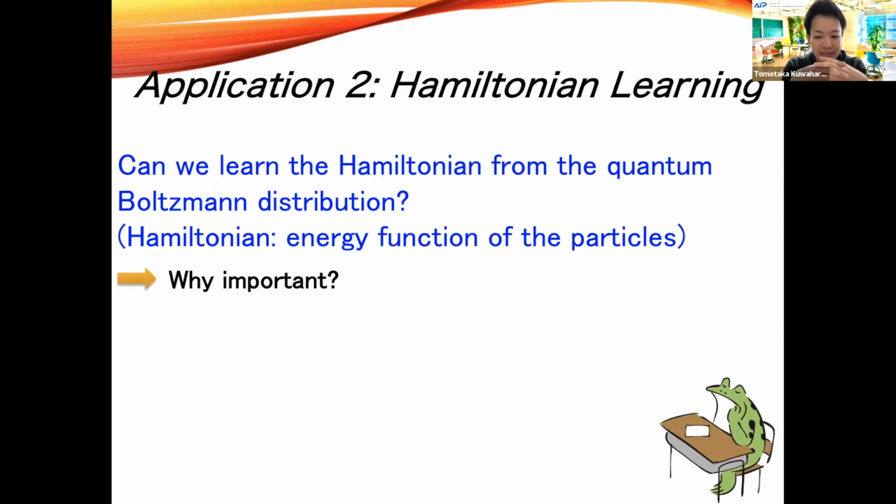The second application is Hamiltonian learning. The problem is roughly given by this statement: can we learn the quantum Hamiltonian only from the quantum Boltzmann distribution? Here, the Hamiltonian is the energy function of the system. I explain why it is very important, including in the context of machine learning.